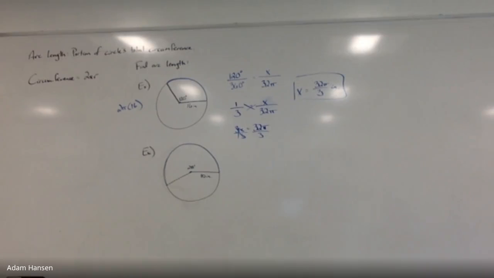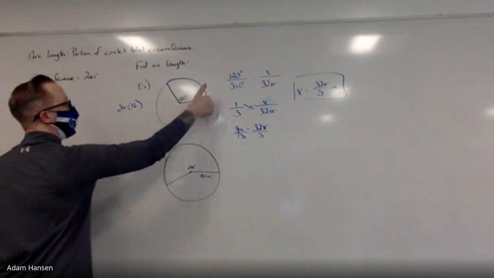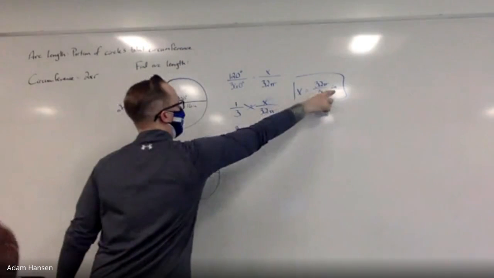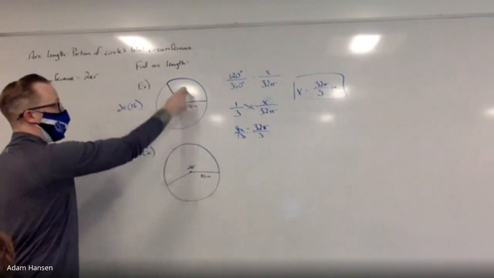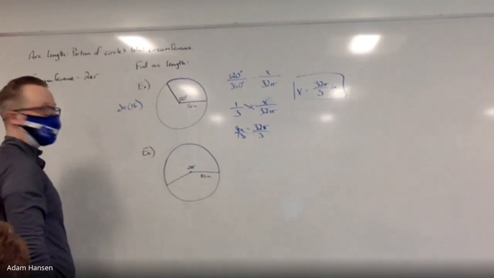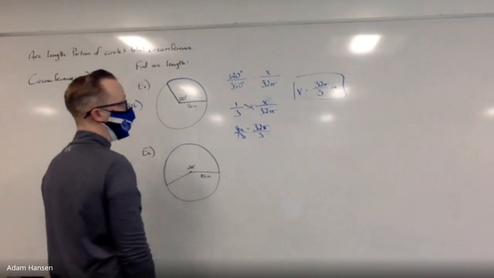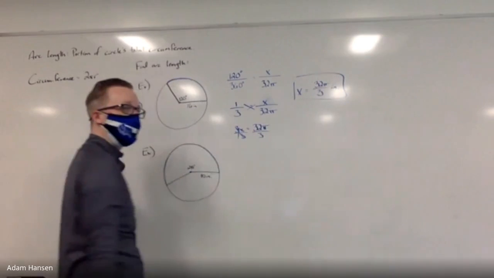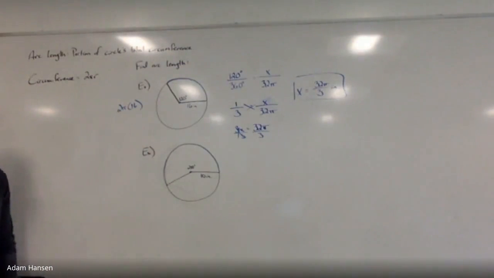In blue, this shaded arc has a total length of 32 pi over 3 inches. That should make sense because isn't this arc 1/3 of the circle? So shouldn't the length of that arc be 1/3 of the total circumference? The total circumference is 32 pi. I just divided by 3. It's a portion of the total.